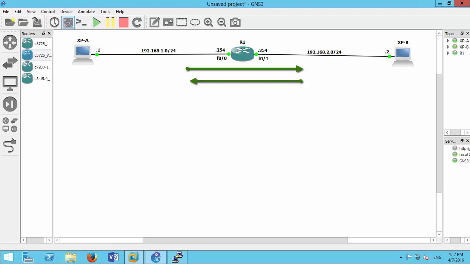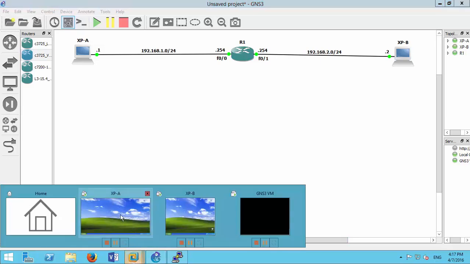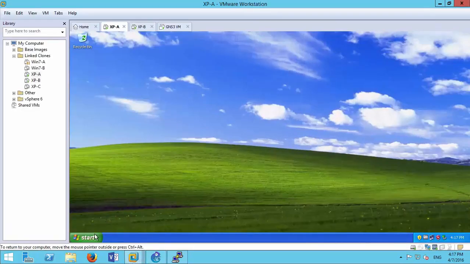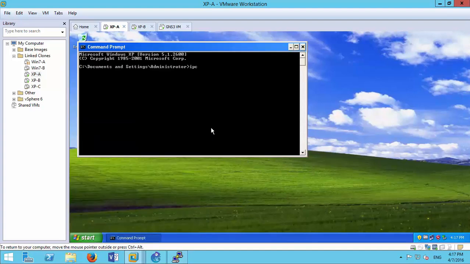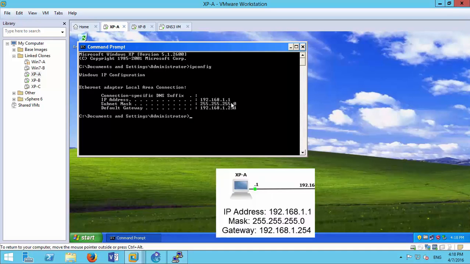Let's configure this scenario in our lab to see what it looks like. First, I will show you the configuration of the computers. Here, computer XPA is configured with the IP address 192.168.1.1 and subnet mask 255.255.255.0, and the default gateway is 192.168.1.254, which is our router interface.